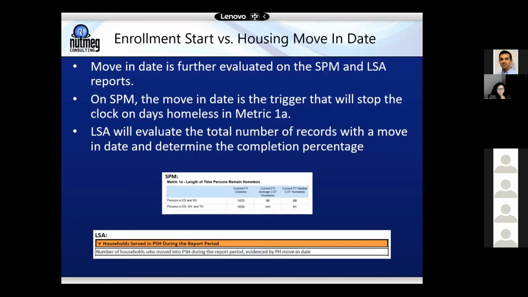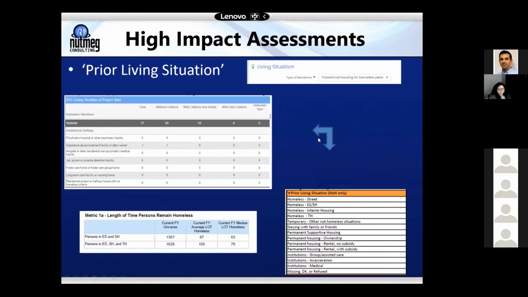HUD looks for, on metric 1A, they're looking for 45 days or less for average length of time homeless. Now, realistic or not, that's the number they're wanting communities to shoot for. And the LSA report looks at this value as well. Okay, so before I move on to the next assessment, any questions on enrollment start versus move-in date?